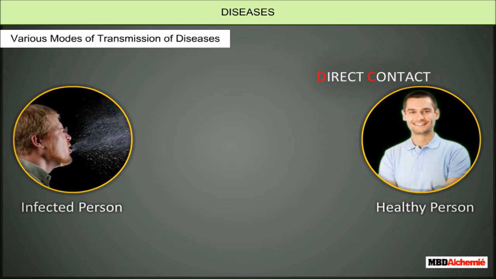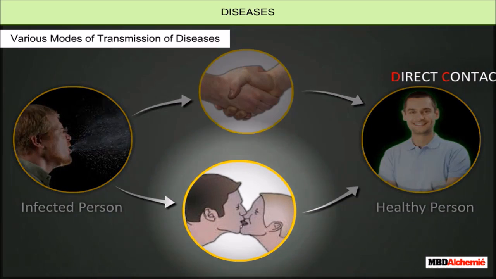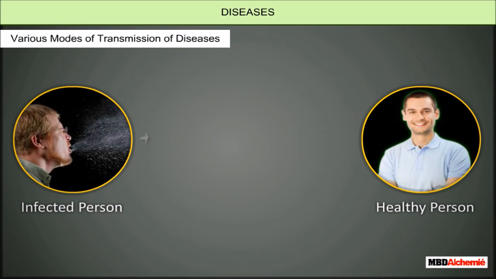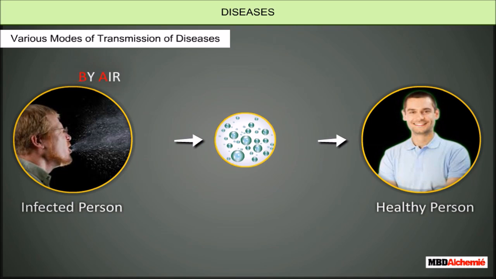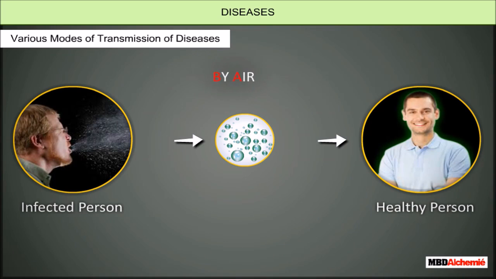Direct contact. Direct contact with an infected person can be by handshake, mouth-to-mouth kissing, sexual act, etc. It can cause contagious diseases like chickenpox, measles, syphilis, AIDS, etc. Droplet infection. Droplets released through coughing, sneezing, and spitting of infected persons can cause diseases like diphtheria, tuberculosis, common cold, etc. These are common in crowded living conditions.